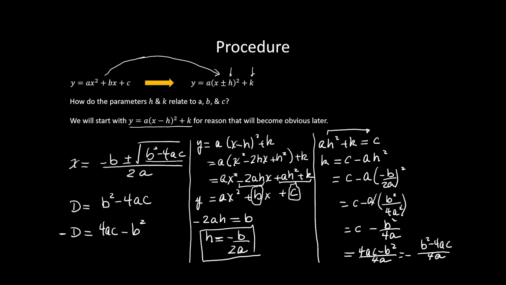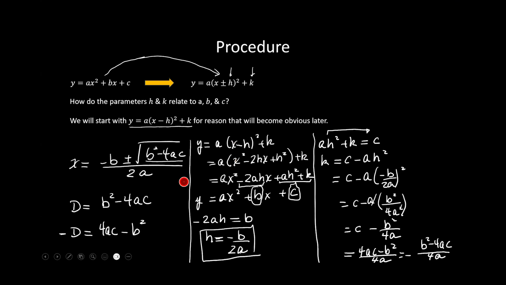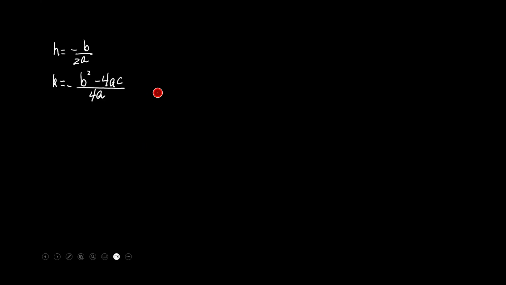All right? So let me just put them right here. So h is negative b over 2a, and k equals negative b squared minus 4ac over 4a. And I put it in this way because it's easy to remember. Because of the quadratic formula, it's b squared minus 4ac. So it's negative b squared minus 4ac over 4a. Now, this is one way to get k.